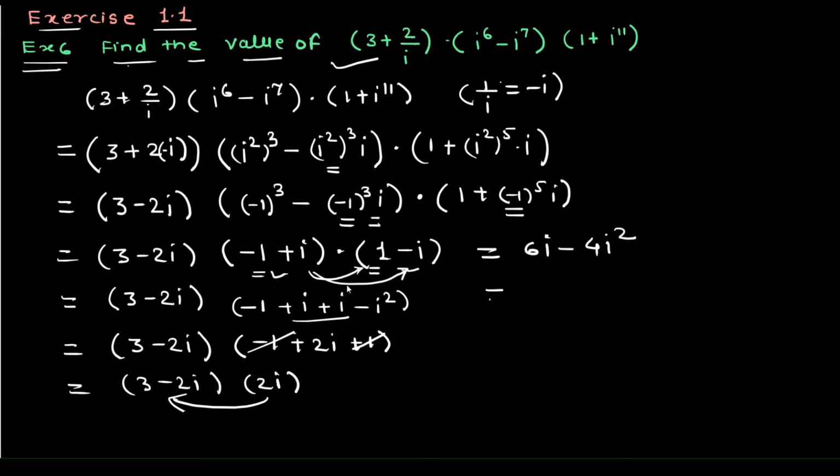Then it is equal to 6i as it is, and next minus 4 again, i squared is equal to minus 1, so that's why it will be equal to plus 4. So here we get 4 plus 6i, that is the value of the given term, that is question number 6. Now next, question number 7.